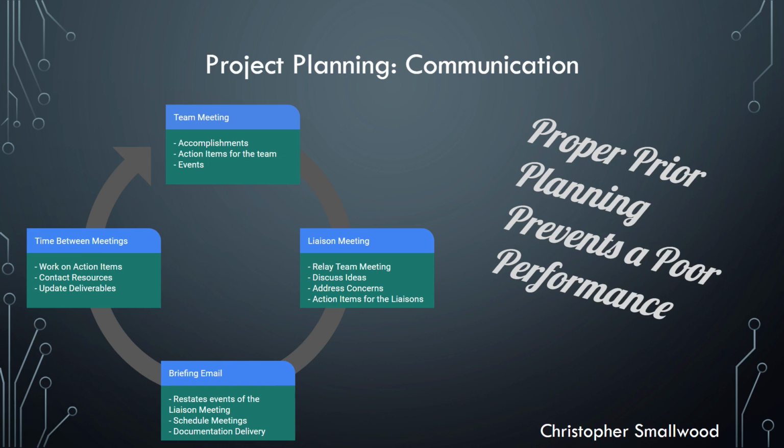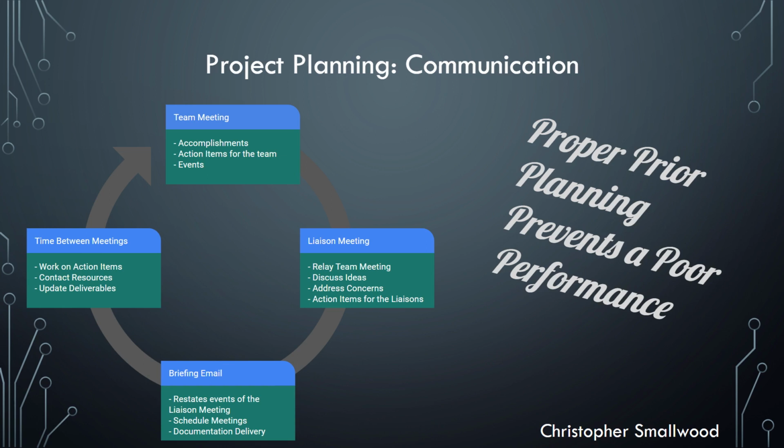Next would be the briefing email. The briefing email will just simply restate the events during the liaison meeting. And we'll schedule our next meeting. And in the event there's any documentation that we need to provide to our liaisons that was discussed during the liaison meeting, it is in that briefing email that we'll provide the documentation to our liaisons.